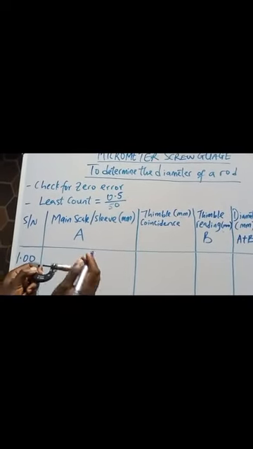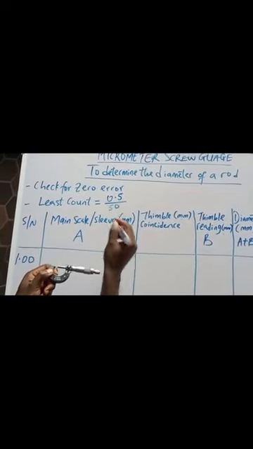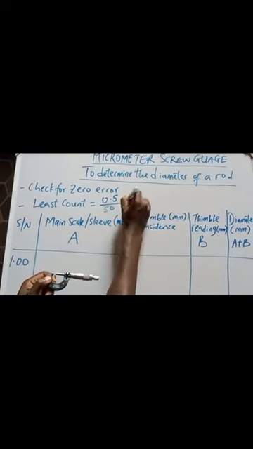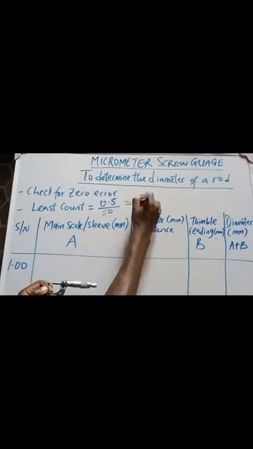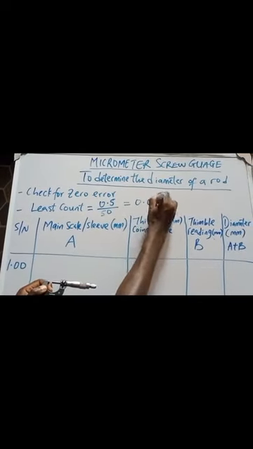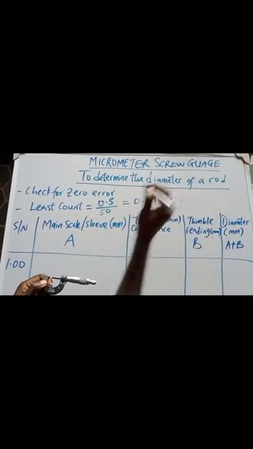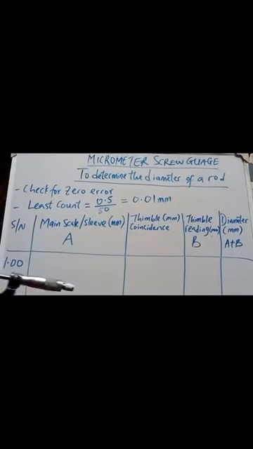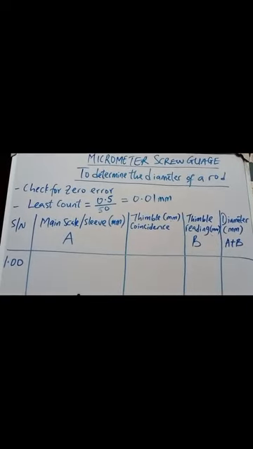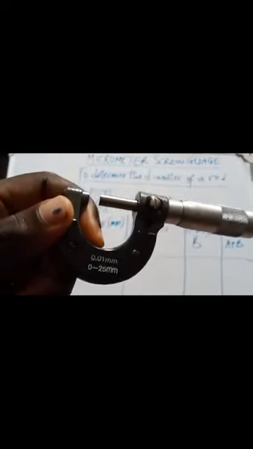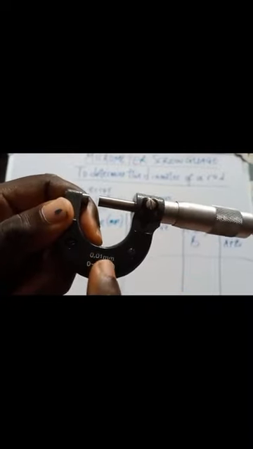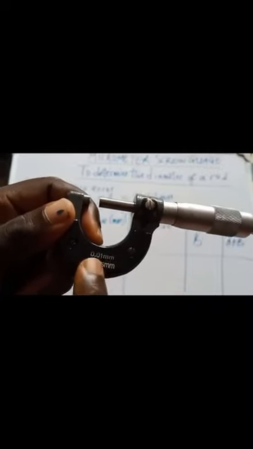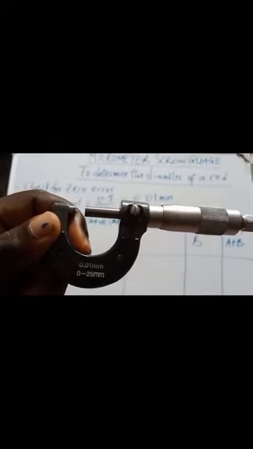So for me to calculate my least count, I'm going to divide 0.5 by 50. If we do that with our calculator, this will give us 0.01 in millimeters. So that shows that the least count on this instrument is 0.01 millimeters. This indicates the least count on this instrument.